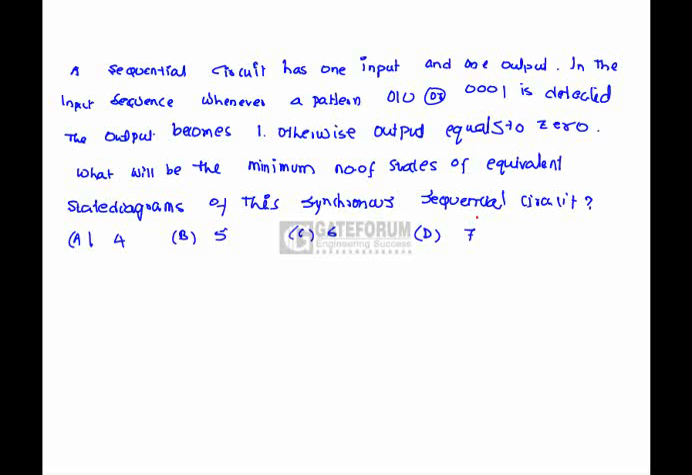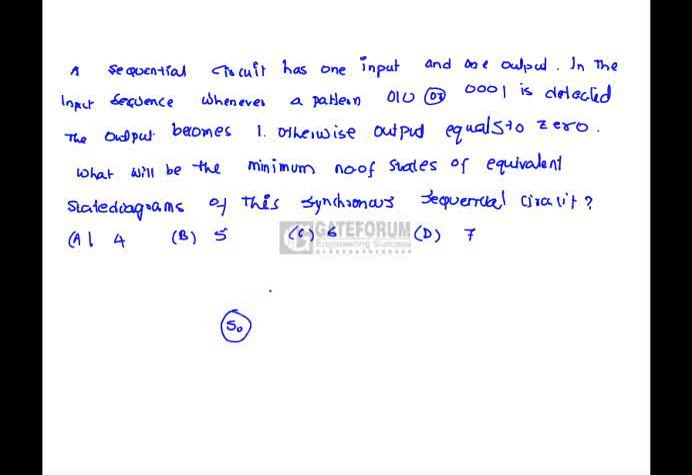A circuit has one input and one output. In the input sequence, whenever a pattern 010 or 0001 is detected, the output becomes 1. Otherwise, output equals 0. What will be the minimum number of equivalent states required in the synchronous sequential circuit? State diagram of a synchronous sequential circuit. See, here first of all, I am indicating a state with S0.